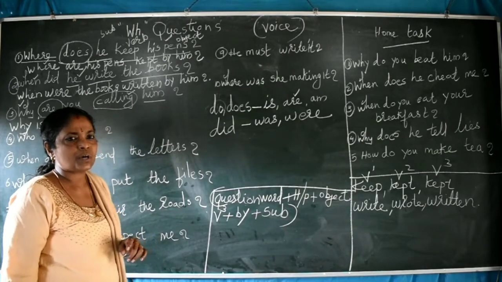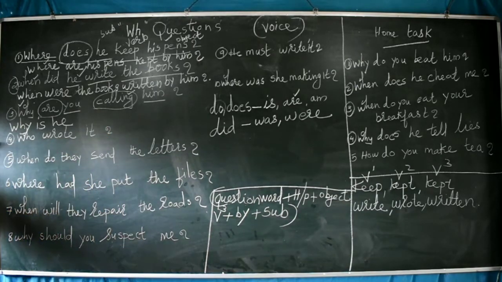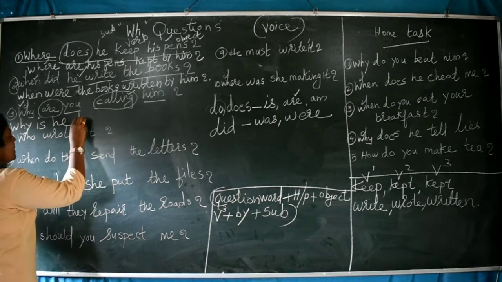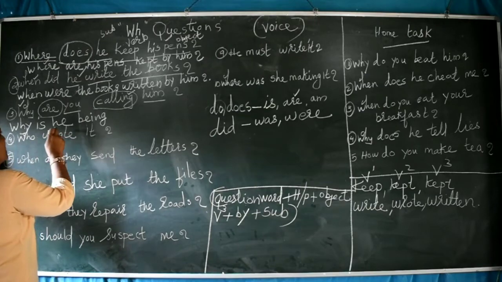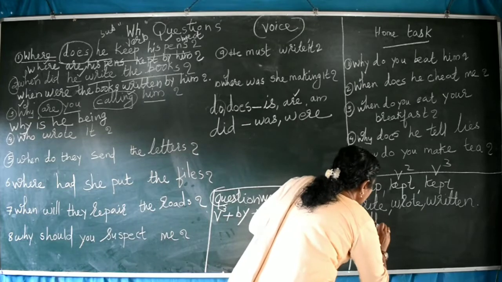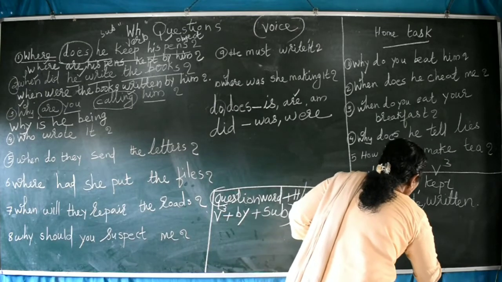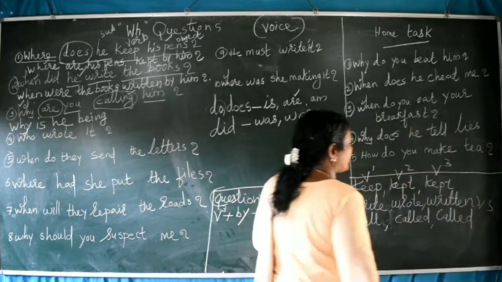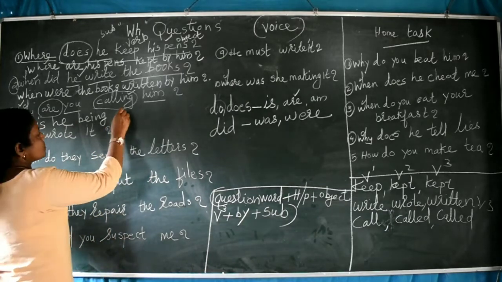Then earlier you have studied all the continuous tenses. Being will be used while changing into passive voice. So don't forget, always, all the continuous tenses. Why is he being? Here we will put being. Why is he being? Then the same way, three forms of the verb: call, called, called. So verb three form always we will take. Why is he being called?